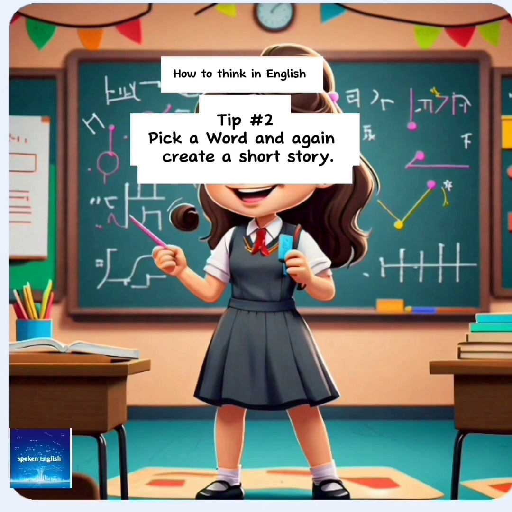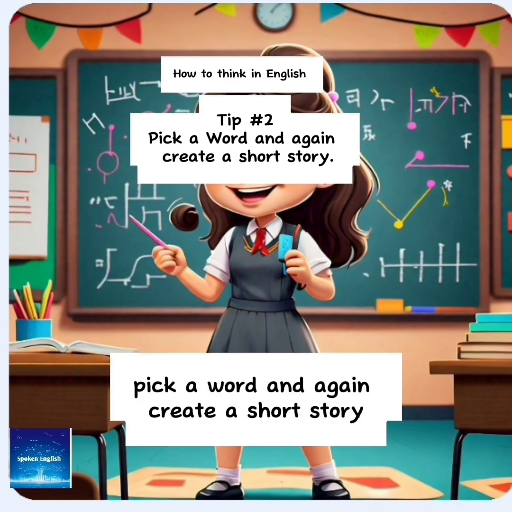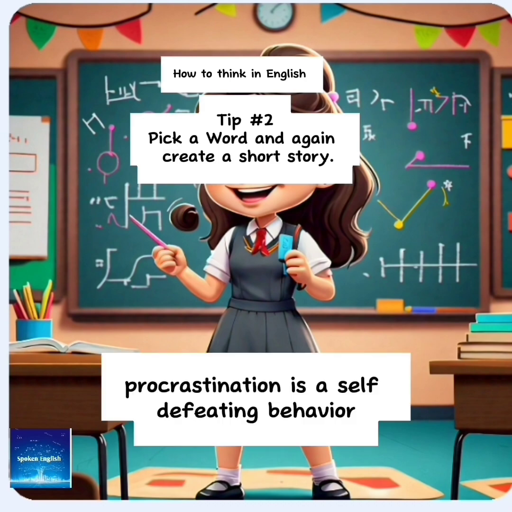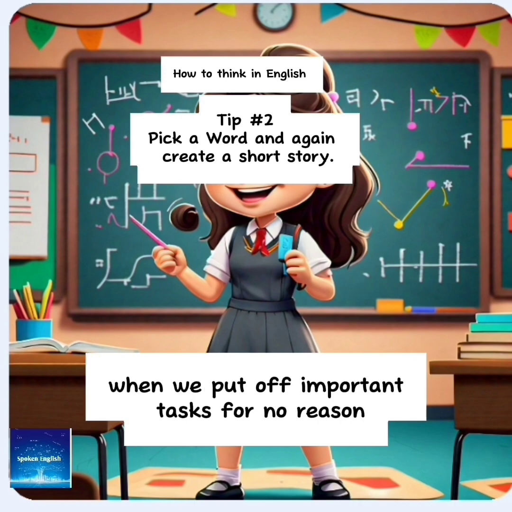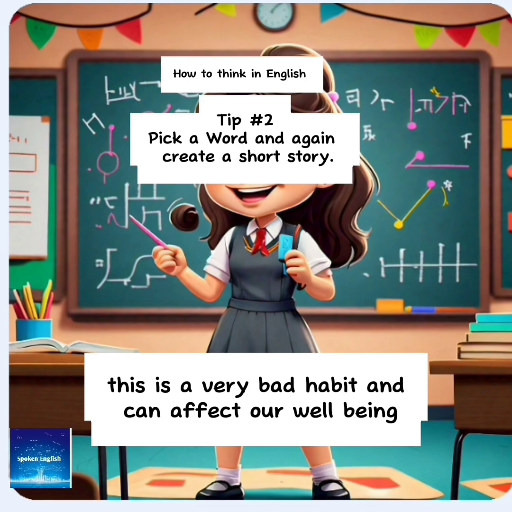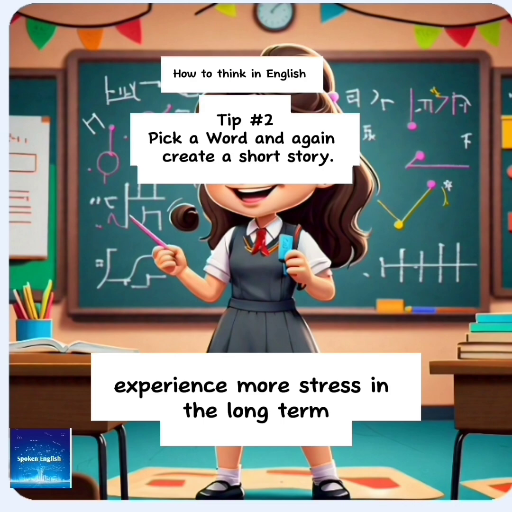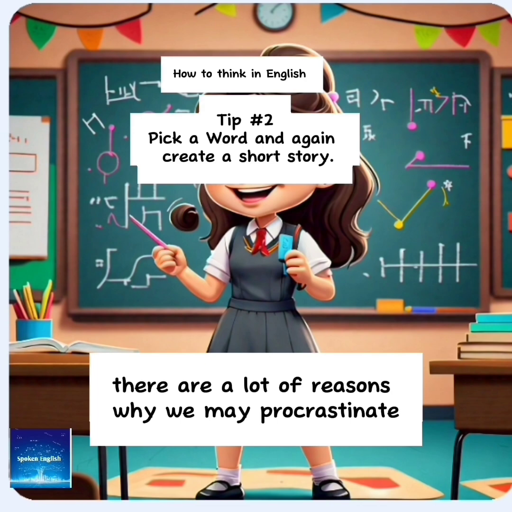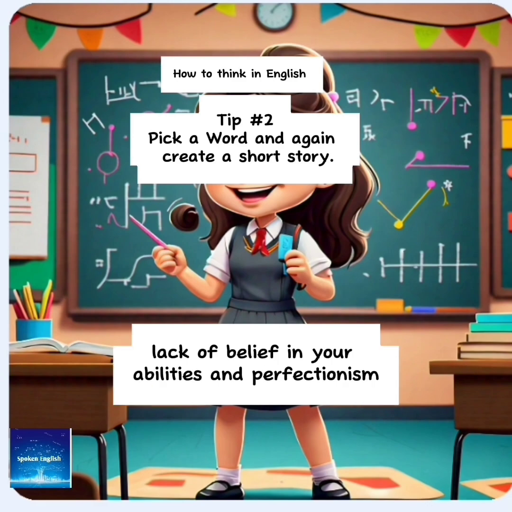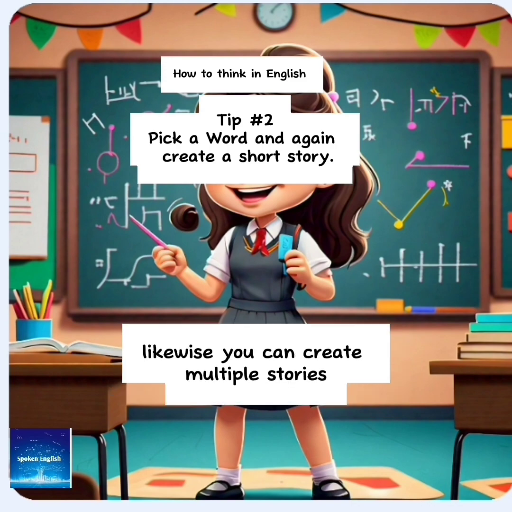Tip number two. Well, tip number two is quite similar to tip number one. Pick a word and again create a short story. For example, I'm choosing the word procrastination. Procrastination is a self-defeating behavior when we put off important tasks for no reason. We all procrastinate from time to time. This is a very bad habit and can affect our well-being. People who procrastinate experience more stress in the long term. There are a lot of reasons why we may procrastinate. Well, a few of them are fear and anxiety, lack of belief in your abilities, and perfectionism. It was just a random story, likewise, you can create multiple stories.